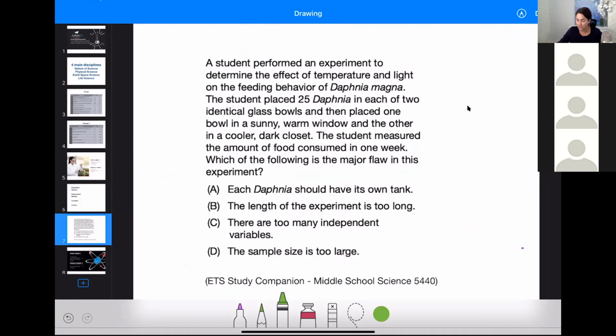So I'm going to do this question because it's a good one. I like this question because you'll see it like this on the exam. All right. So you have this big old narrative here. And then you have your answer choices here.